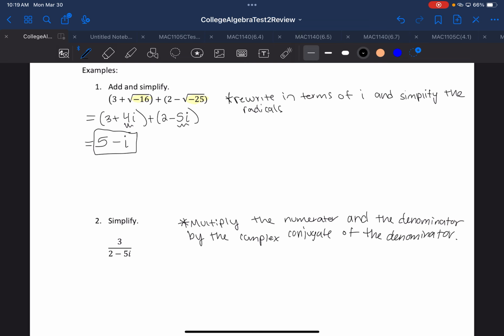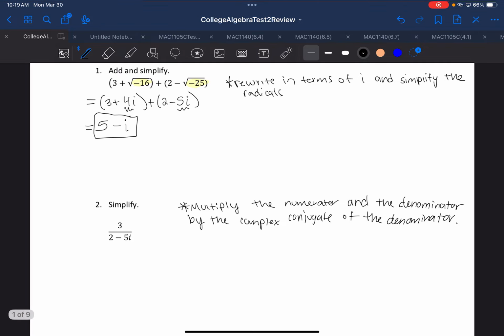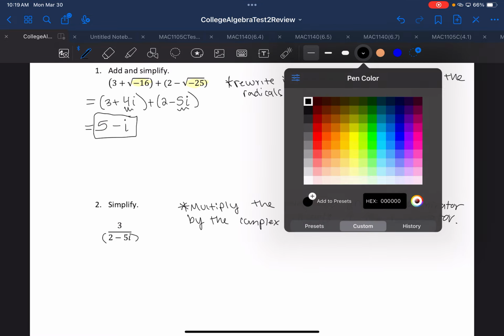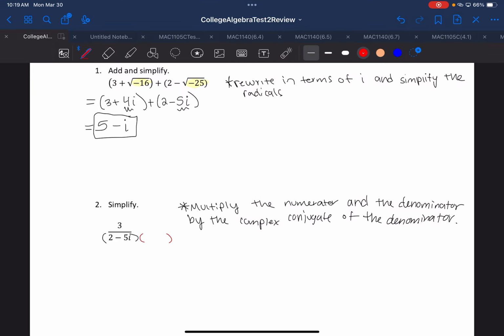So the denominator is 2 minus 5i, so what would the complex conjugate be? 2 plus 5i. Just change the sign in the middle. This one was negative, so this one would be positive. So on top, I'm just distributing that 3. 3 times 2 plus 5i. So 3 times 2 is 6. 3 times 5i is a positive 15i.